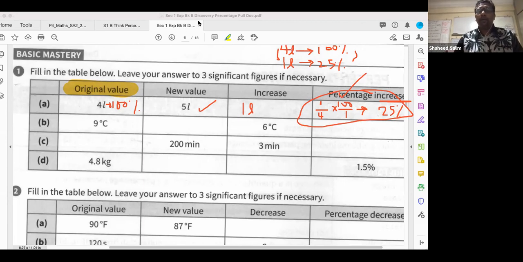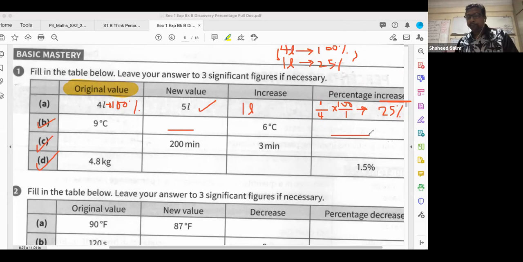But anyway, can you please try questions B, C, and D now? Down here, you need to have 2 answers. We do B first. Some are very easy. See, 4 plus 1 equals 5. This one you should know what to do.